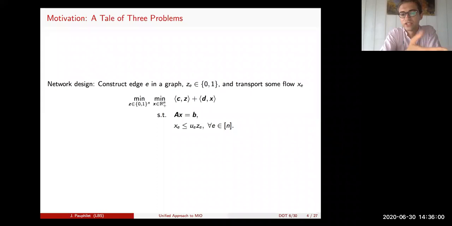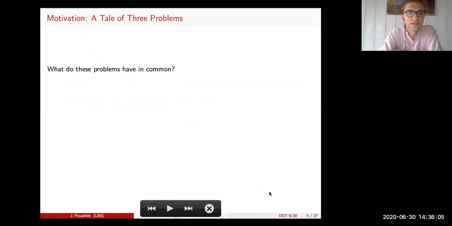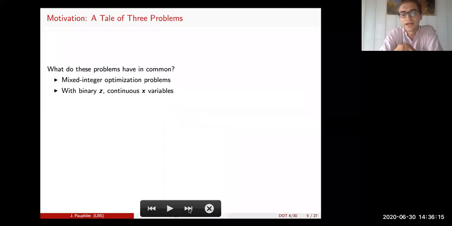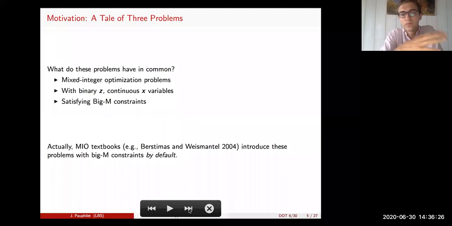So all of these problems have something very basic in common: they're all mixed integer optimization problems. They involve a binary variable Z and a continuous variable X, and those two are related through big M constraints, right? And when you look at textbooks in introduction to mixed integer optimization or mixed integer modeling, typically that's the way the problems are formulated, with those big M constraints in the default formulation.